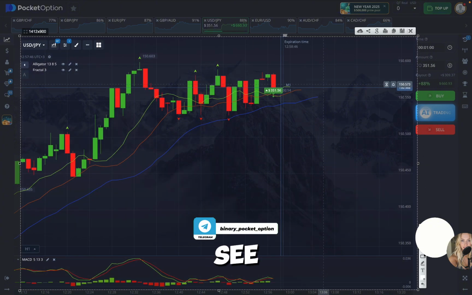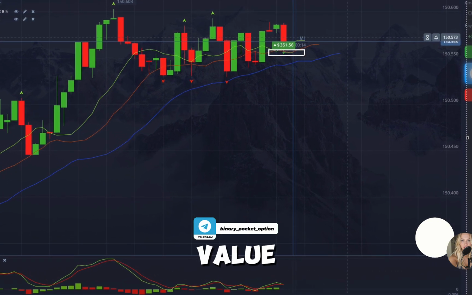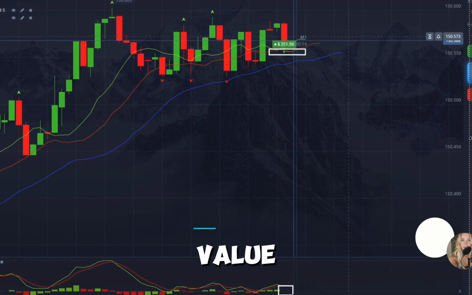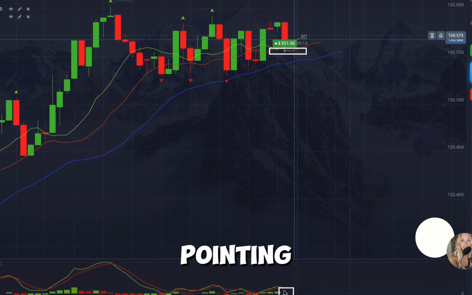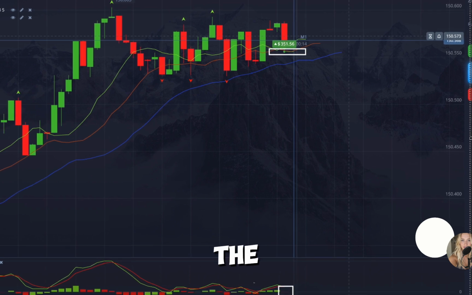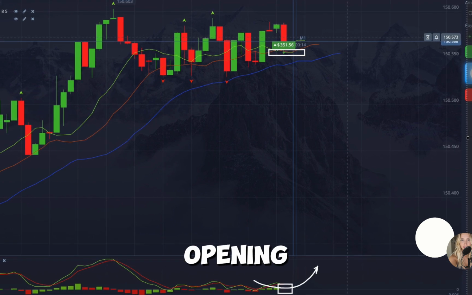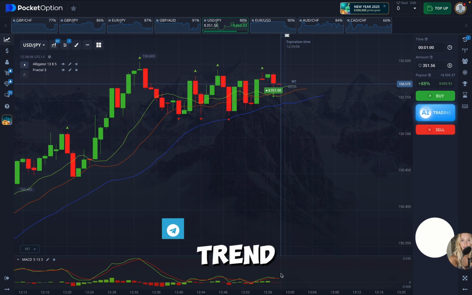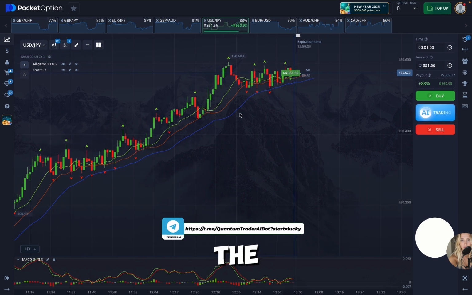Here, as you can see, the volumes have reached an average value. They are currently at this value, and the oscillator's moving lines are pointing upwards. They are above the average value, and accordingly the opening is trending. Our trend is upward. Let's see the result.